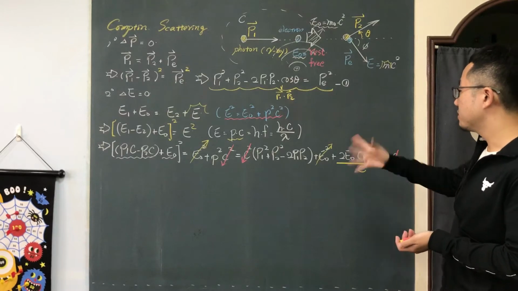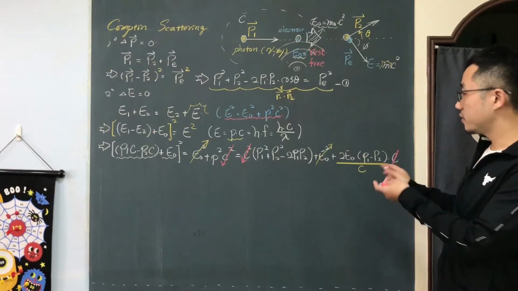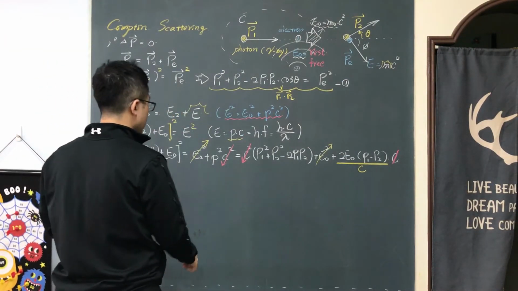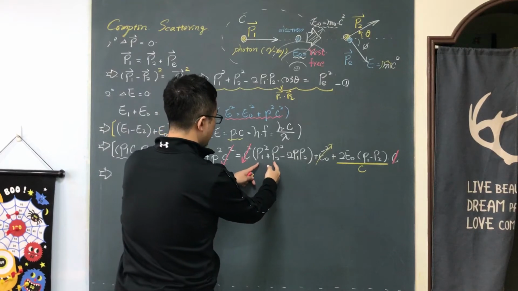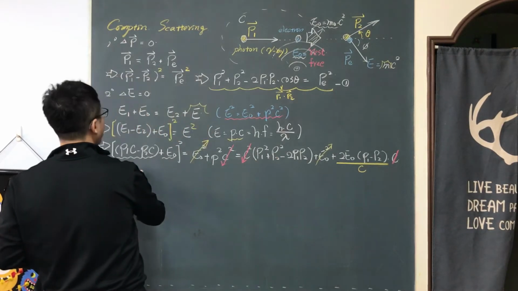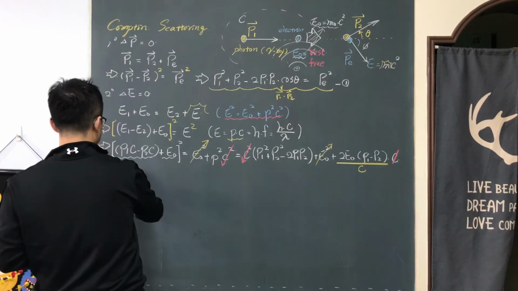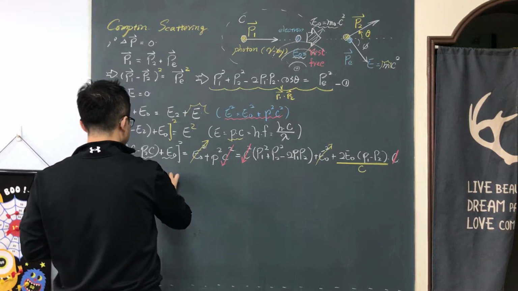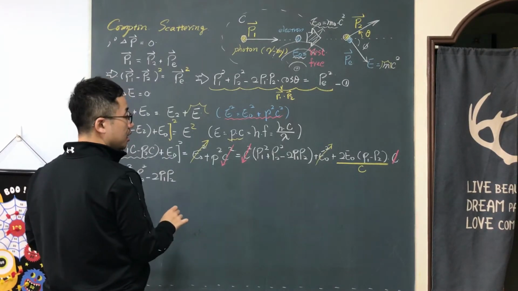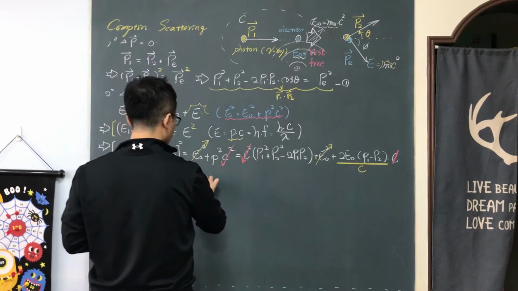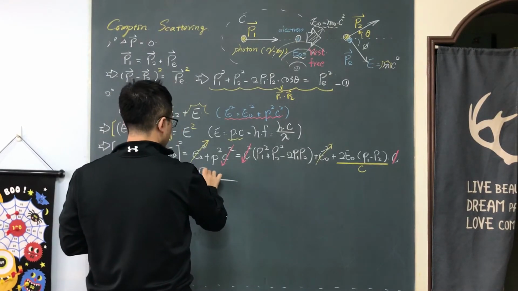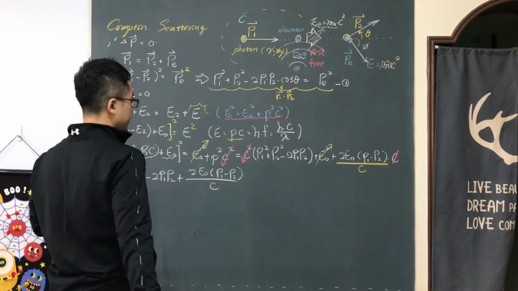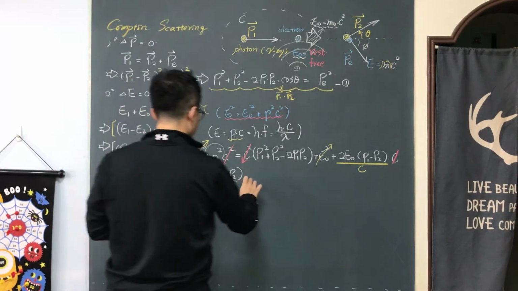Okay, let's just keep simplifying this. Write a clearer version down below, which is P1 squared plus P2 squared minus 2 times P1 times P2, plus 2 times E naught times P1 minus P2 divided by C, is equal to P squared.